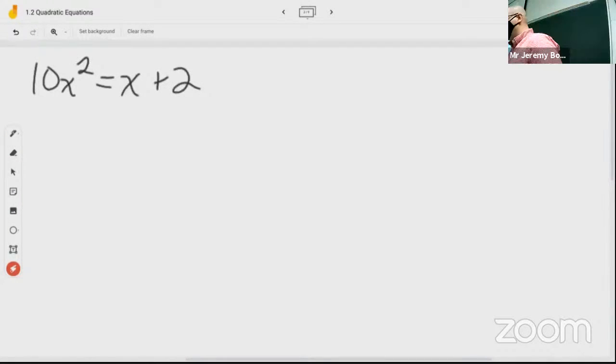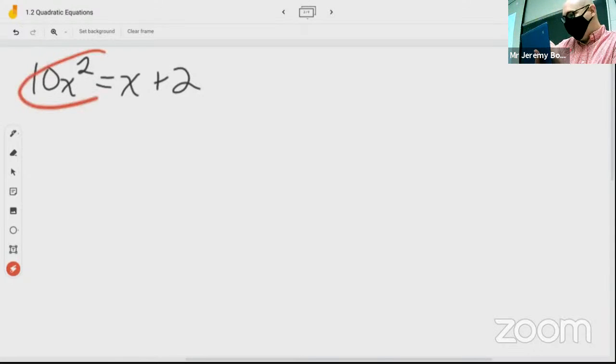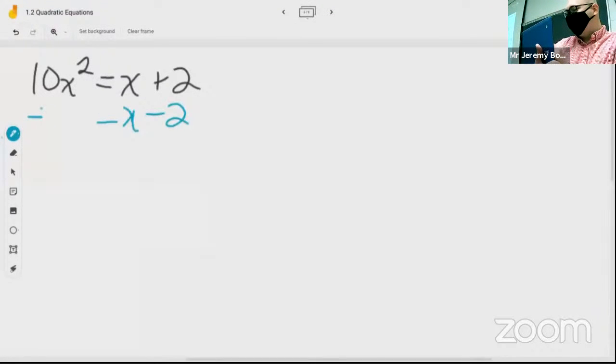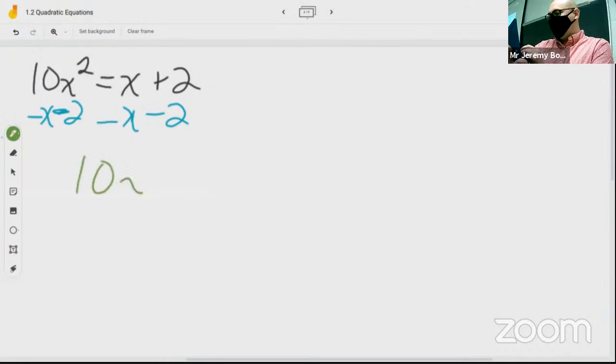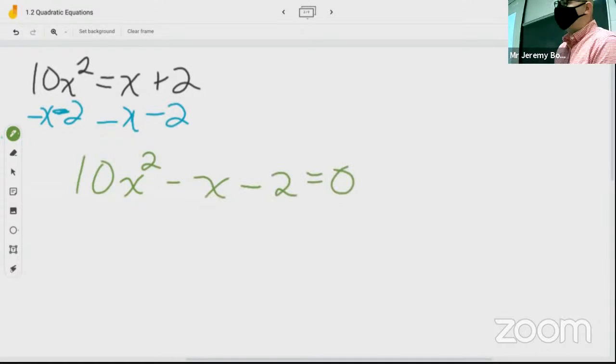All right, let's try this one. 10x squared is equal to x minus, oh, sorry, let's try it again. 10x squared is equal to x plus 2. So this one I can't divide by something and do anything with it. So the first thing I'm going to do is try to get everything on one side equal to 0. We're going to subtract x and subtract 2 from both sides. And so we'll end up with 10x squared minus x minus 2 is equal to 0. Hopefully this one works out because I made it real quick, but it should.